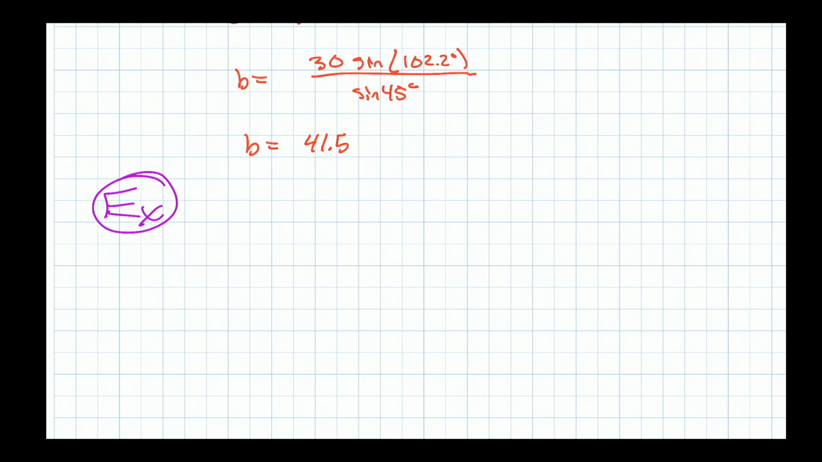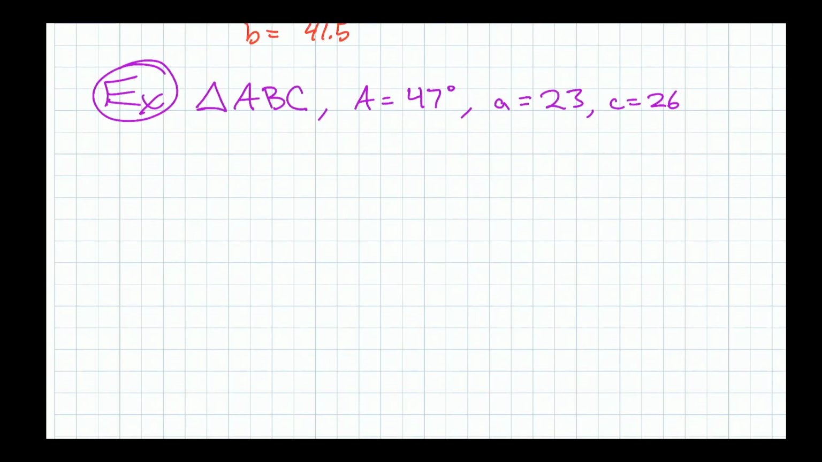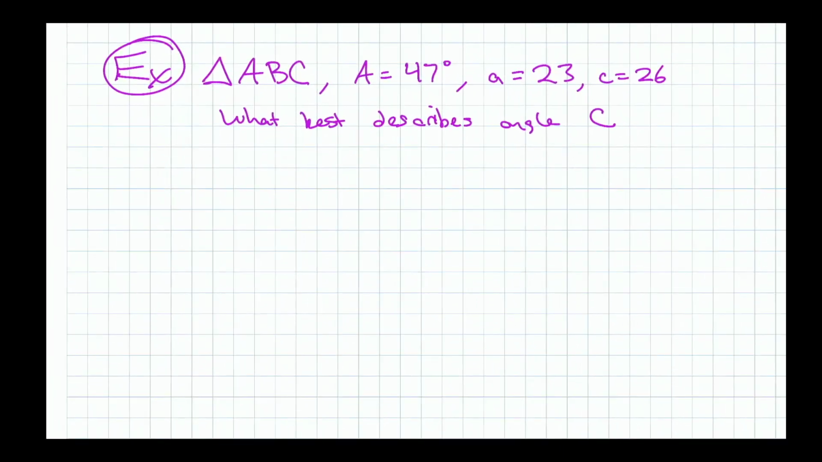Okay, another one, just the same, different numbers. Okay, cool. This is exactly what I wanted. ABC, A is 47 degrees, little a is 23, little c is 26, and again, they want what best describes angle C.